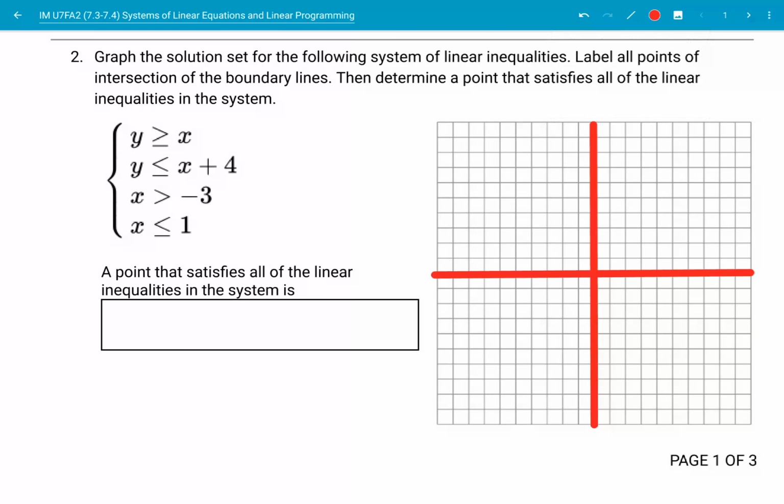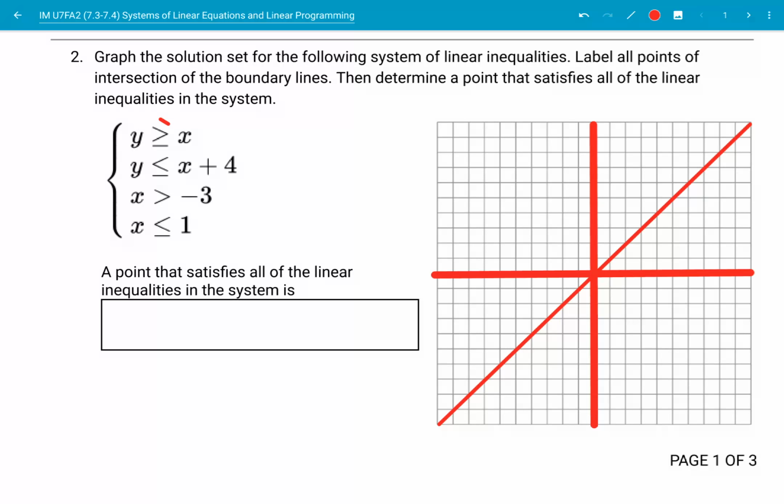Okay, so now we want to graph the line y is greater than or equal to x. That line looks like this. We just start here and we go all the way up. Now, because it has a line underneath it, that makes it a solid line.